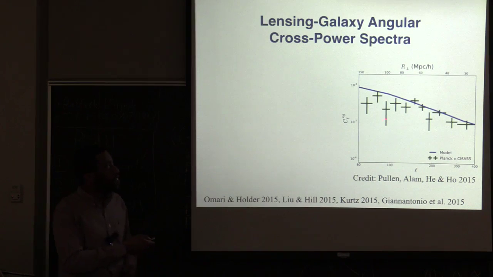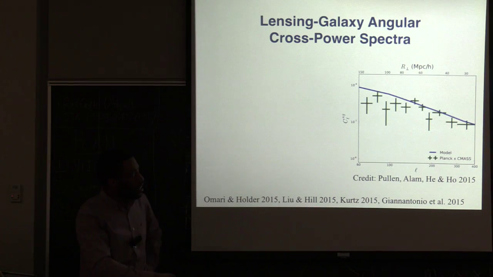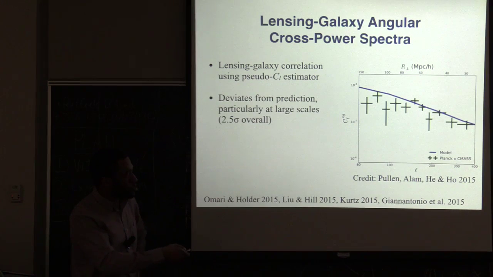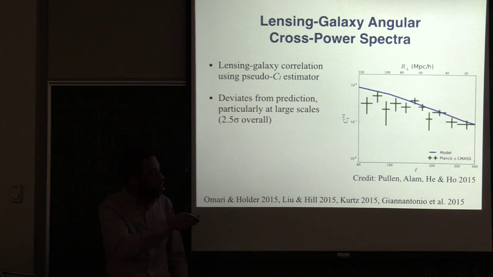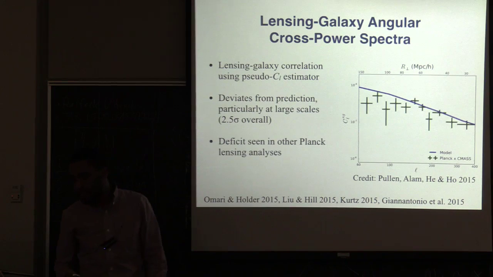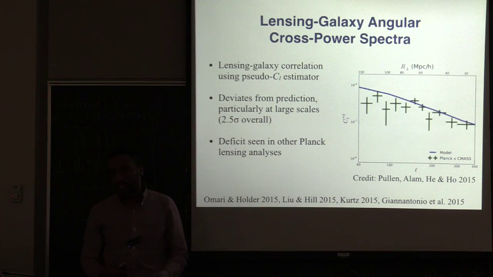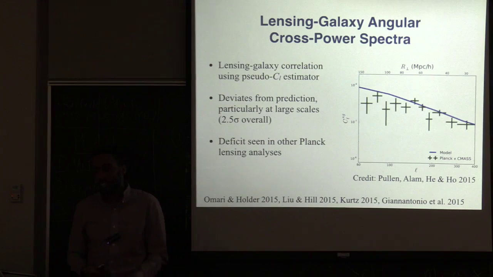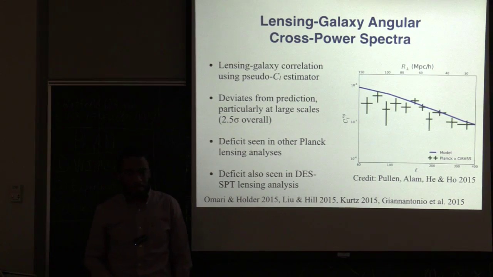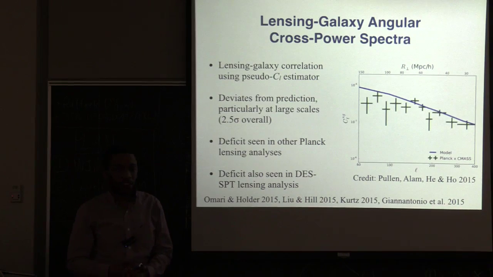Here is our measurement of the lensing galaxy cross correlation, and we used a pseudo-C_ell estimator to measure this correlation. What we find is that it is not actually a good fit to the model on the largest scales. Specifically, we see here a deviation of around 2.5 sigma. What's interesting is that this deficit is not just seen in my measurement, but it's been seen in other measurements as well. Specifically, the Planck CMB map cross correlated with other galaxy samples other than CMASS has also seen a similar deficit. And finally, this has also been seen in other CMB lensing maps as well.